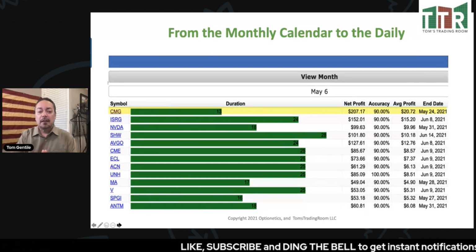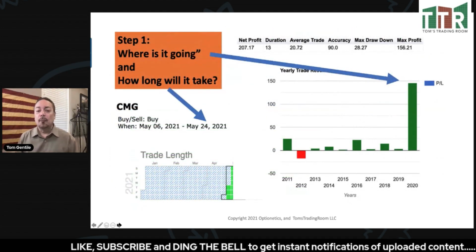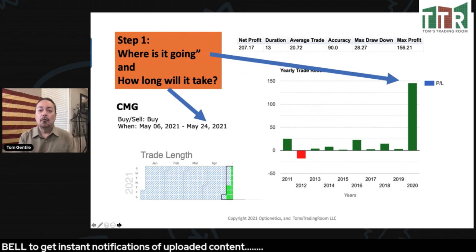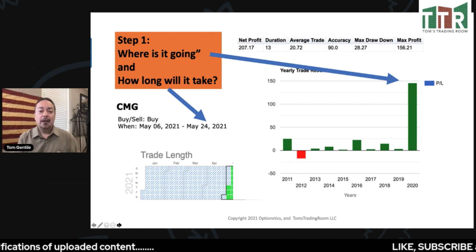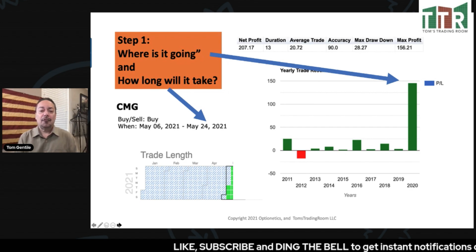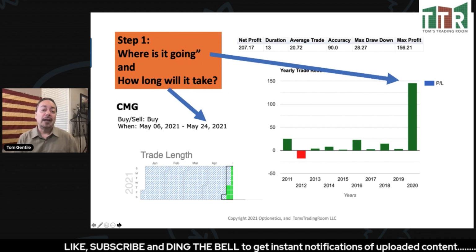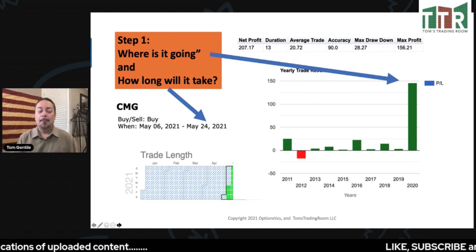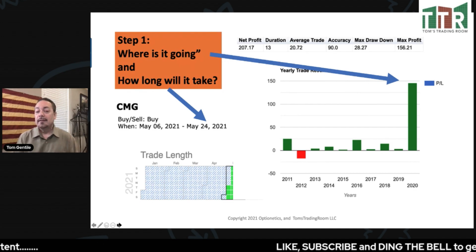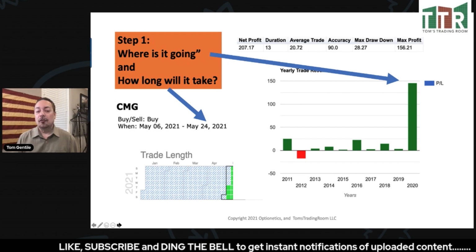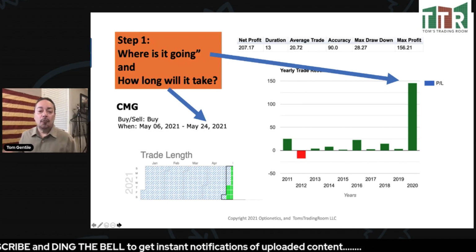So from here, if I click on the symbol CMG, then it gives me some more information. It shows me the questions that I ask every time I'm looking at a rules-based trade. Where is it going and how long is it going to take? And where is it going is it shows me the last 10 years. And you can see 9 of those last 10 years on the grid are showing as green. There was one red mark in 2012 when the pattern did not work. But last year it had a huge, huge uplift. The stock's also trading a lot higher now than it was 10 years ago. And I can see the dates, buying it on May 6th and making sure the pattern goes all the way through the end date of May 24th.